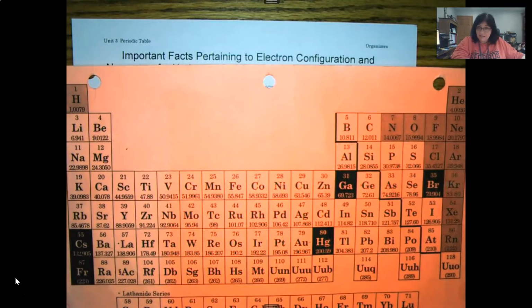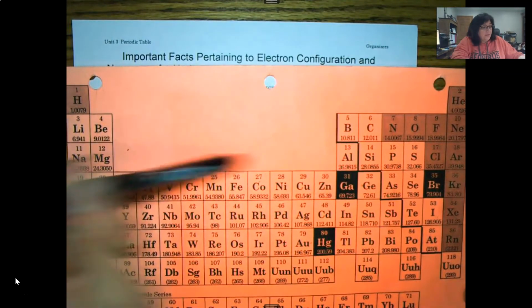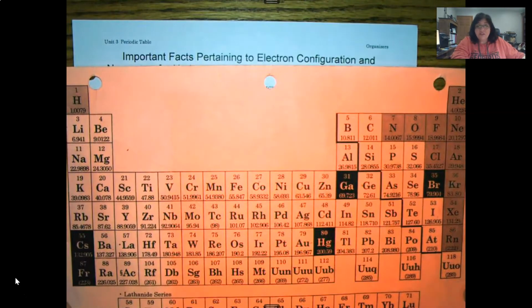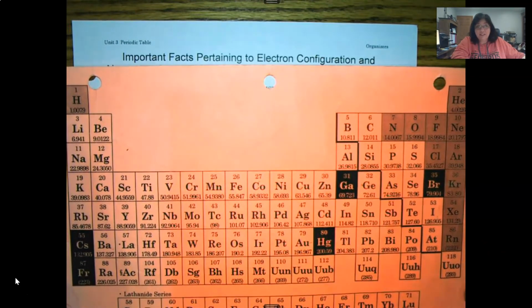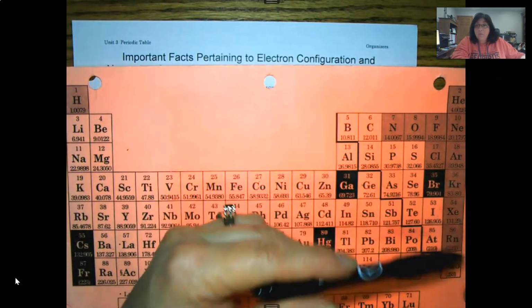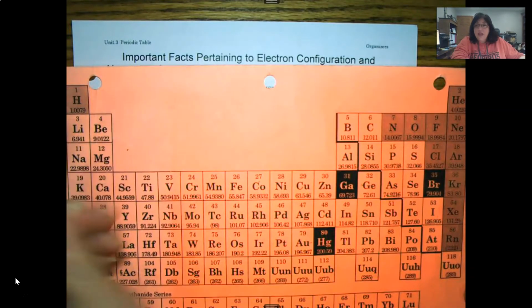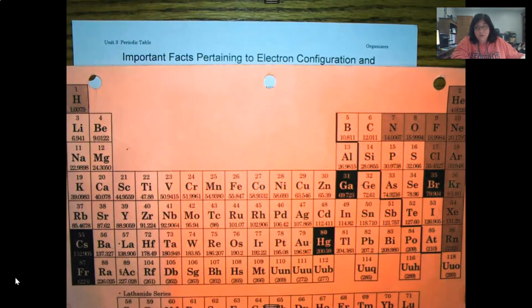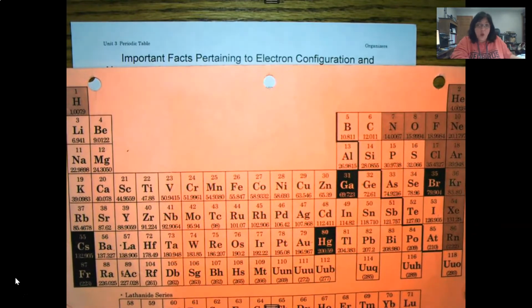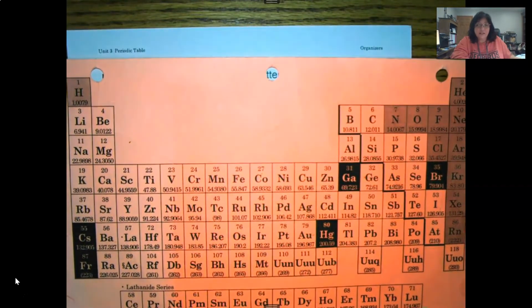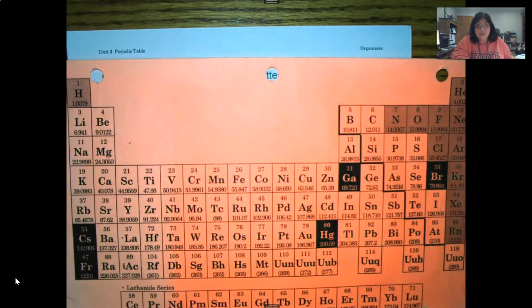The idea here is that the maximum number of valence electrons you're going to have in any element is dictated by how many electrons are in the s and the p combined, which means you can have a maximum of 8 electrons in the valence shell. And now you're probably asking, well, what about the d's and the f's? Well, here's why you can't have more than 8 valence electrons. Here's why d's and f's don't count.